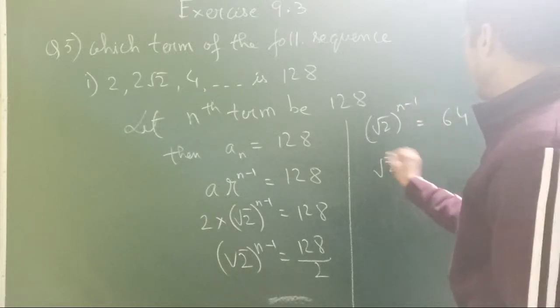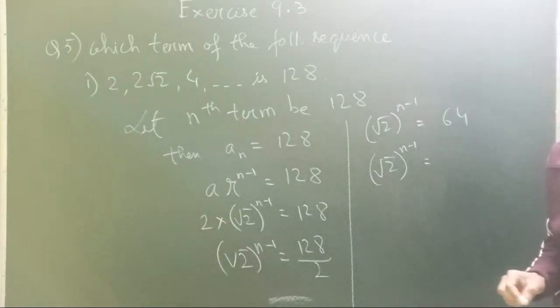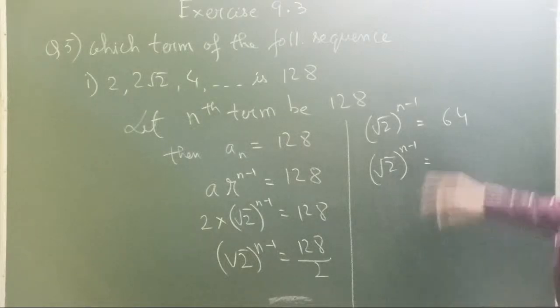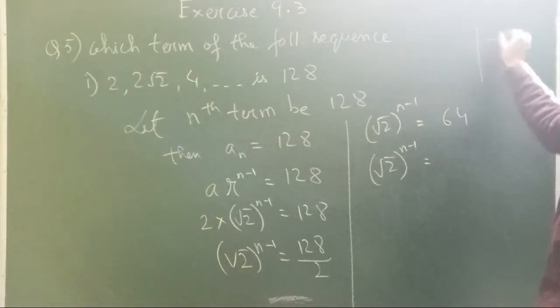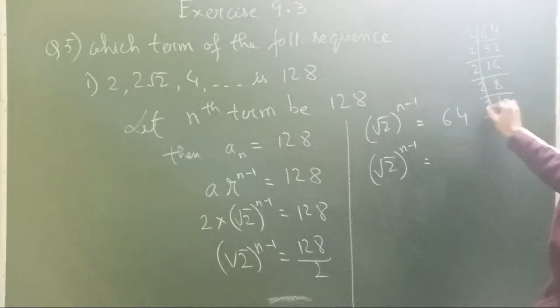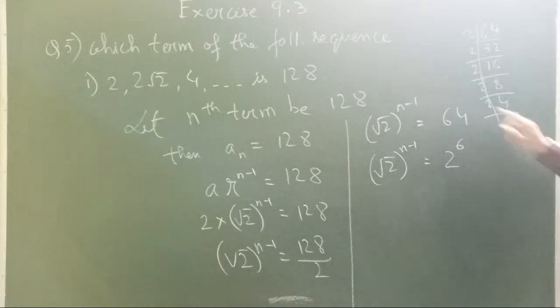Directly finding and comparing the exponents of root 2 might not be very comfortable for us. So 64 we will just factorize. 64, 2, 32, 2, 16. I'm just showing it to you. 8, 2, 4, 2, 2. 1, 2, 3, 4, 5, 6. So this is 2 power 6.